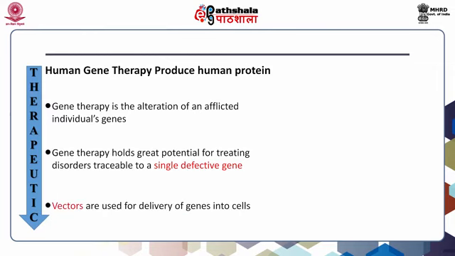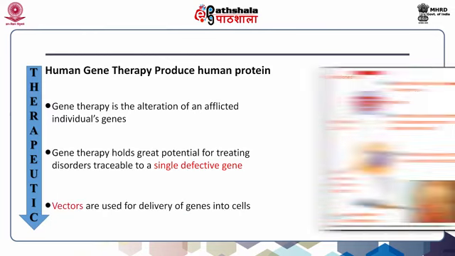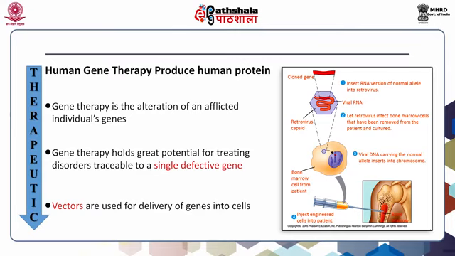Vectors are used for delivery of genes into cells. In the figure alongside, we see how a cloned gene inserts RNA version of normal allele into a retrovirus. In the second step, the retrovirus infects bone marrow cells that have been removed from the patient and cultured. In the next step, the viral DNA carrying the normal allele inserts into the chromosome, and finally it is injected into the patient.